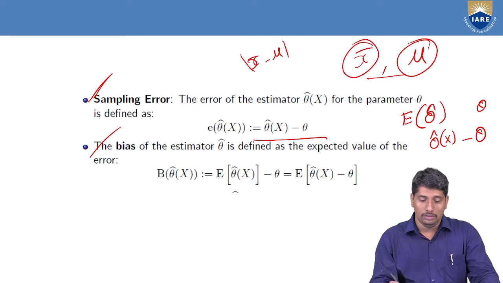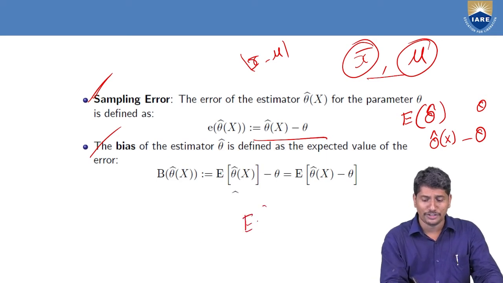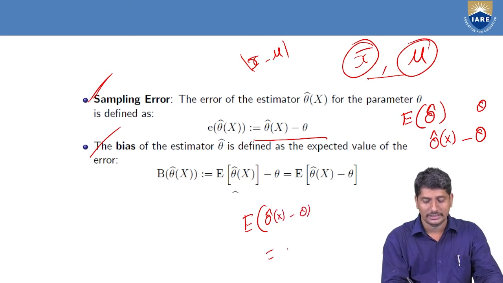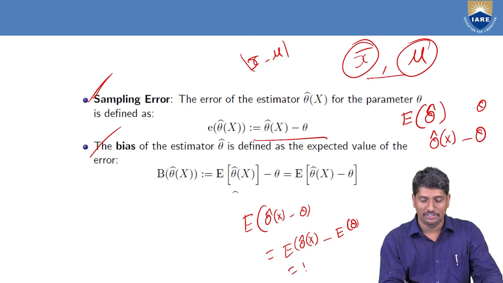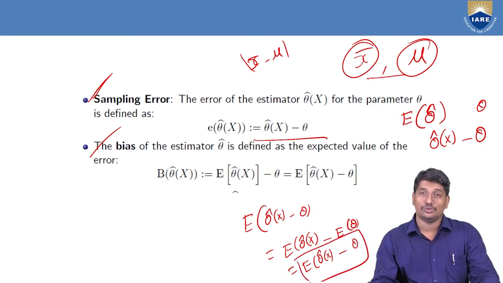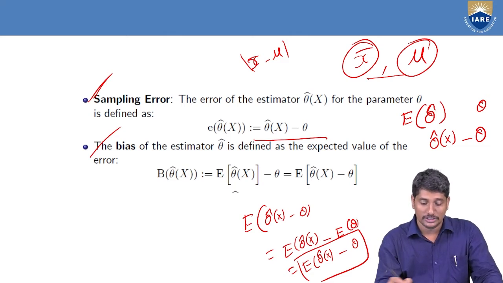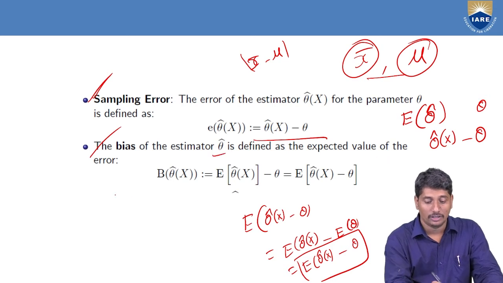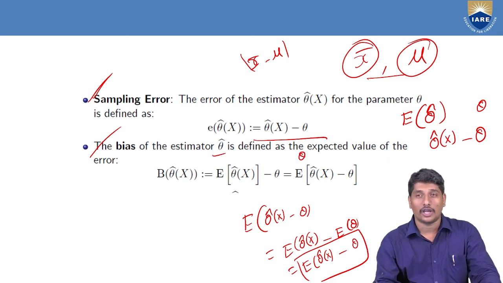And the expectation of theta cap minus theta is the expectation of theta cap minus the expectation of theta. Because theta is constant, it will be equal to the expectation of theta cap minus theta. This particular difference tells you whether the estimator is biased or not towards the population parameter, that is, whether theta cap is biased towards theta or not. That means if it is positive, you say that it is positively biased.